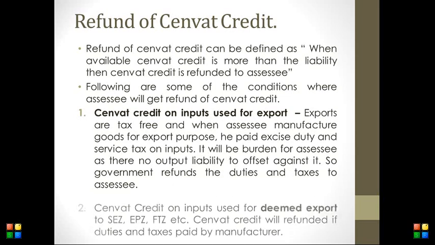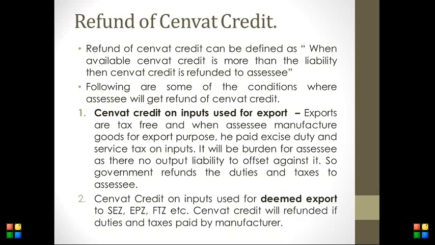Next one, Cenvat credit on inputs used for deemed export to SEZ, Special Economic Zone, EPZ, and FTZ, that is Free Trade Zone. Cenvat credit will be refunded if duties and taxes are paid by the manufacturer. If the duties are paid by the manufacturer, then the department will refund the Cenvat credit.